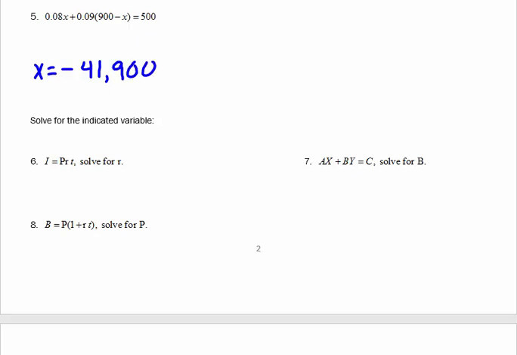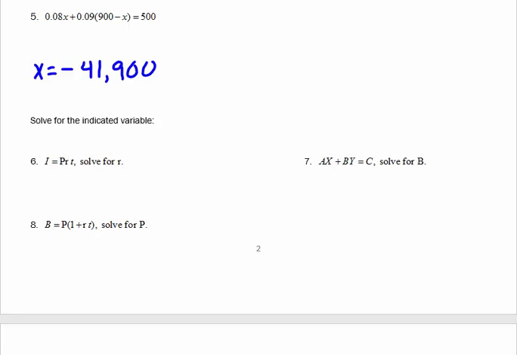The next part is to solve for an indicated variable. Really, this should be actually a little bit nicer than working with all the numbers, but for some reason this does give some students a little bit of difficulty. So let's talk about what it means to solve for an indicated variable. What that means is just get the variable by itself.